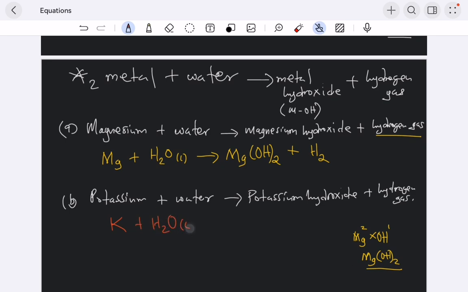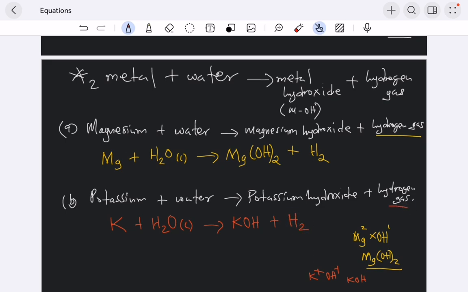H2O with L as a state symbol. I'll talk about the state symbol soon. What is potassium hydroxide? You're combining potassium with the valence number 1 and hydroxide with the valence number 1. The valences cancel, so it'll be KOH. Then hydrogen, H2.